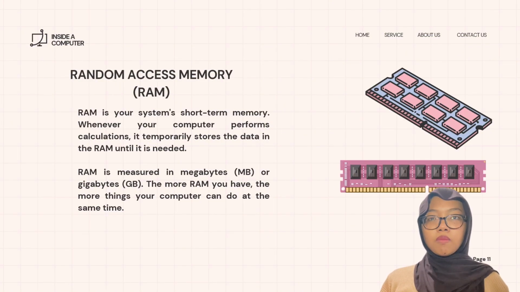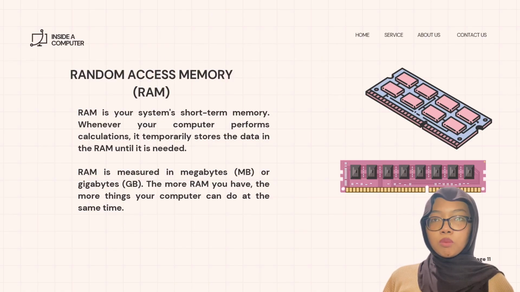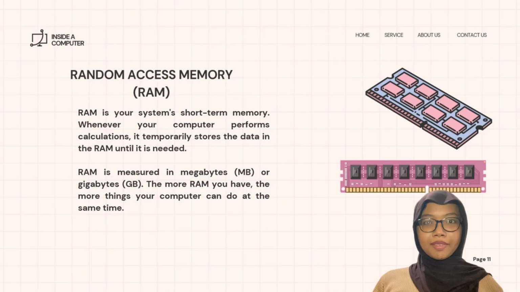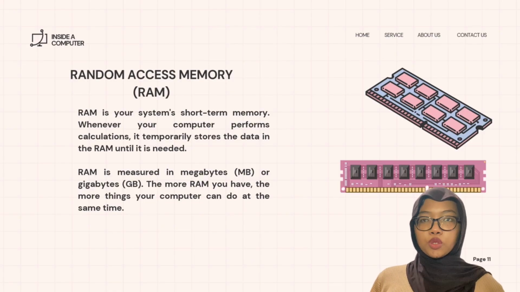Next is random access memory, or RAM. RAM is your system's short-term memory. Whenever your computer performs a calculation, it temporarily stores the data in the RAM until it is needed. This short-term memory disappears when the computer is turned off. If you are working on a document, spreadsheet, or other type of file, you need to save it to avoid losing it. When you save a file, the data is written to the hard drive, which acts as long-term storage.